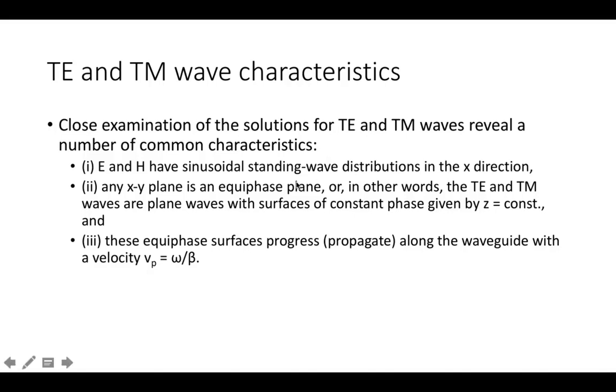In other words, TE and TM waves are plane waves with surfaces of constant phase given by z equal to a constant. But of course, they do not have constant magnitude. And finally, the surfaces of equal phase are going to propagate along the waveguide with a velocity equal to the phase velocity, which is omega over beta. And beta will be beta in the guide.